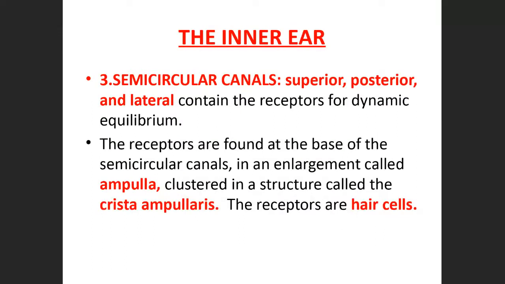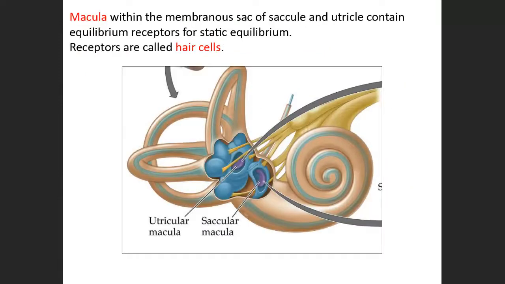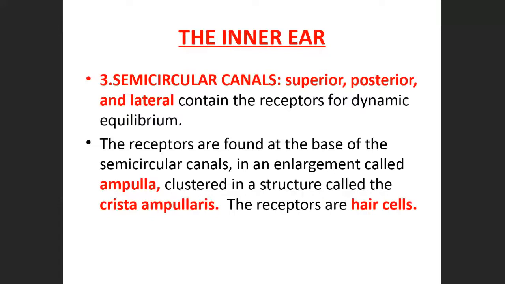There's three semicircular canals: a superior, posterior, and lateral. At the base is the ampulla, which is where we have the receptors. The receptors are again called hair cells. So far, all the receptors for equilibrium are called hair cells. In this case, the receptors are clustered in the crista ampularis of the ampulla.